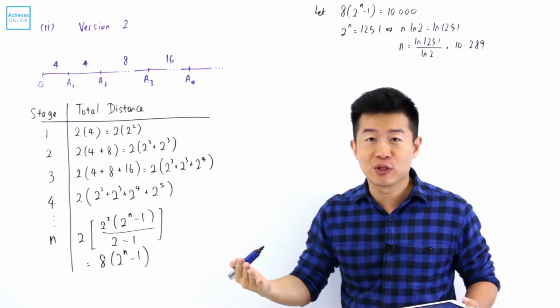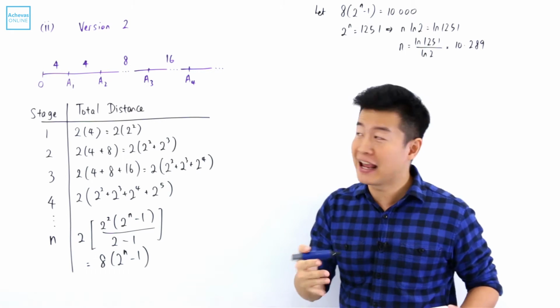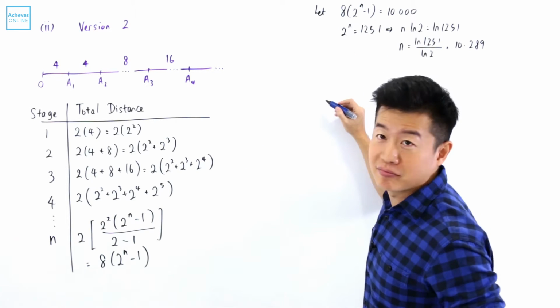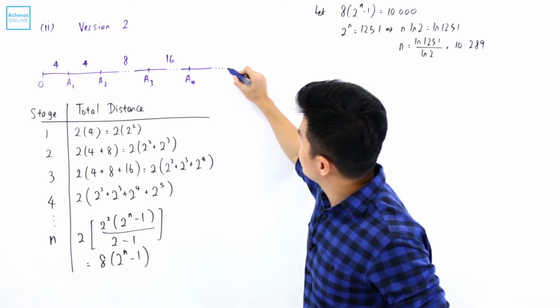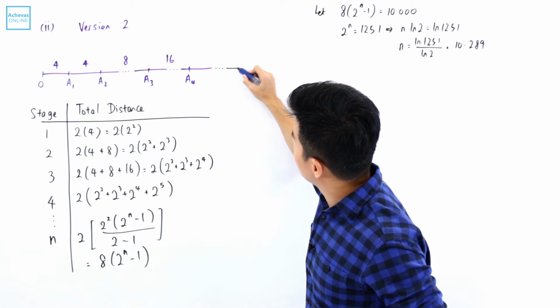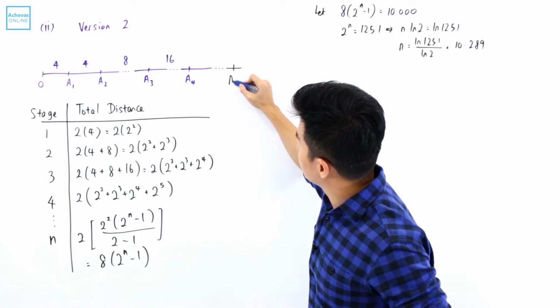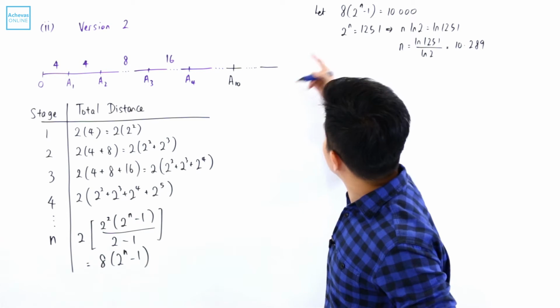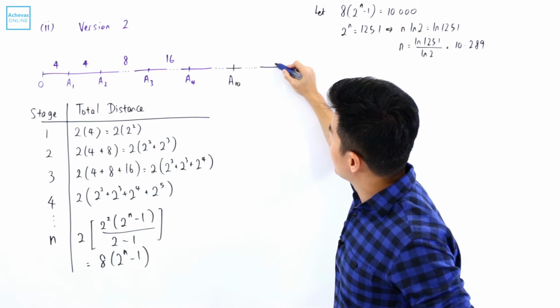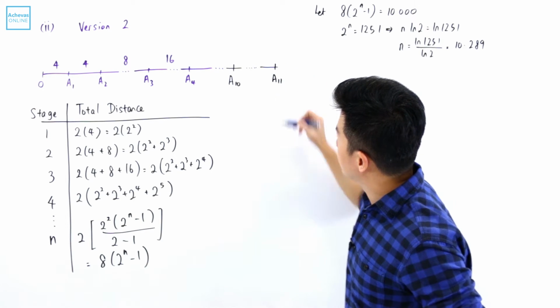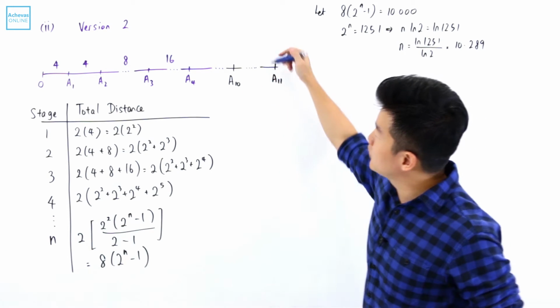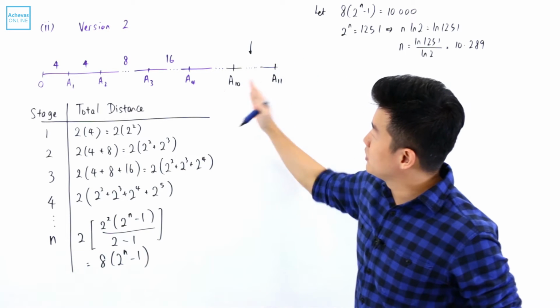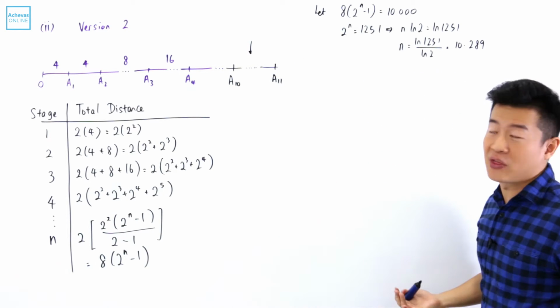So it is going to happen between the A10 and A11 when he completes the 10 km. Which means that from here he's going to run all the way until he reaches the A10, and he will continue to run some more before he reaches the 10 km, and then of course after that he will complete the 11th stage. So 10 km is going to happen somewhere between the 10th stage and the 11th stage.